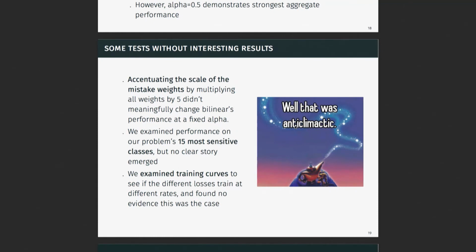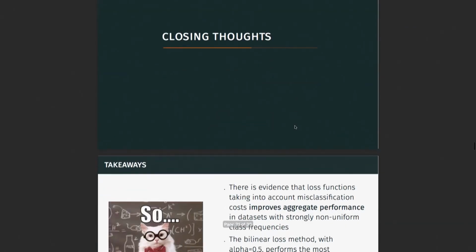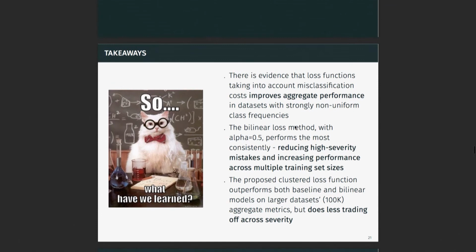Also going to jump over these. These are some things that we did that didn't really have interesting results. So we tried them. There wasn't really a story there. We tried aggregating up the weights by 5, since again, these weren't raw quantitative numbers, to see if we could accentuate this weight. Didn't really change anything. We looked at training curves to see if there was different loss or different speeds of training, and didn't really see that. So, wrapping up here.